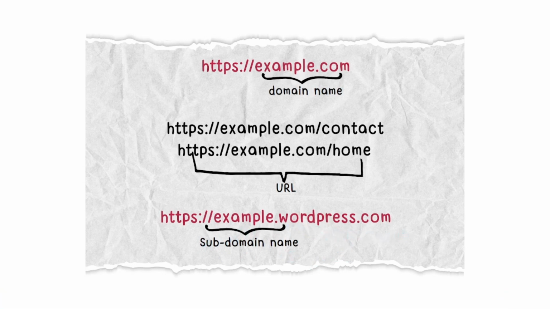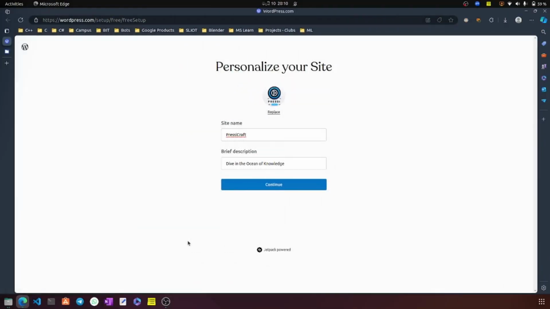This way, even without a custom domain, your website still has a distinctive address that users can remember and access easily. So rest assured, even without purchasing a domain name, your website can still stand out with a memorable subdomain under the WordPress.com umbrella. Now we know about domain names. So let's continue. I'm going to click on the continue button.